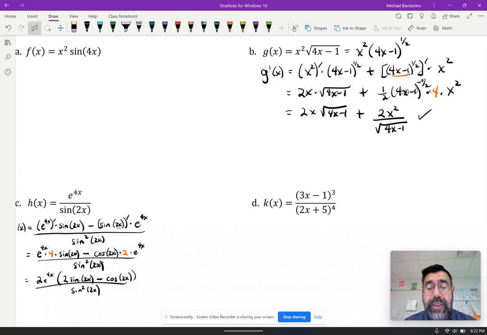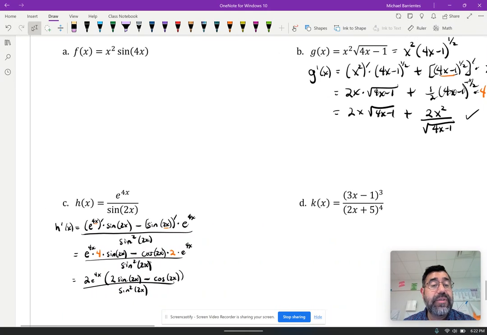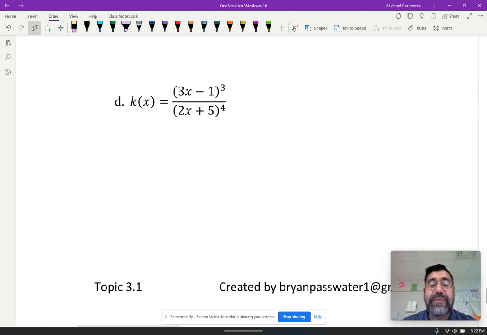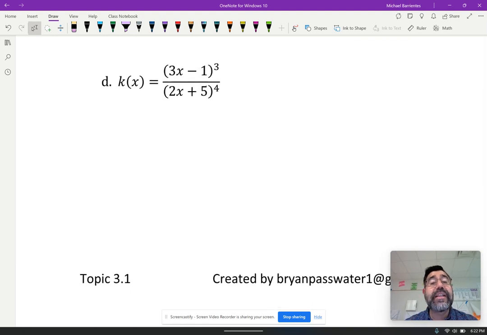We can do one more. I'm not sure if we want to do A or D. I think we should do D. I think A is a little bit more straightforward than D. So maybe we should do letter D, and then that'll be the end of the section where we're just practicing the chain rule in conjunction with other rules and in cases where we have to do multiple chain rules.